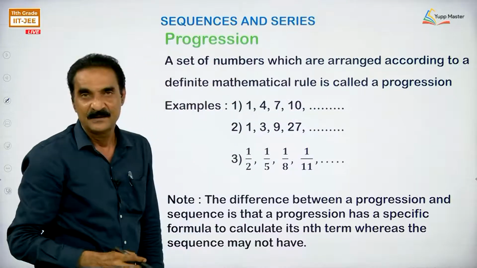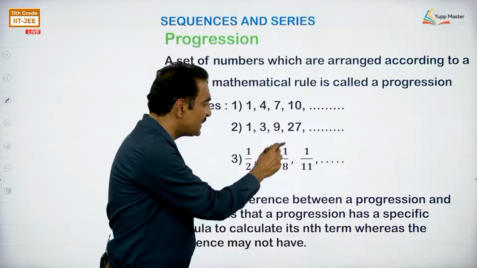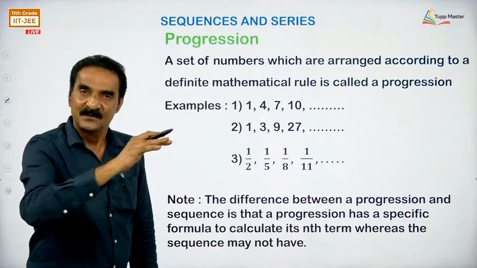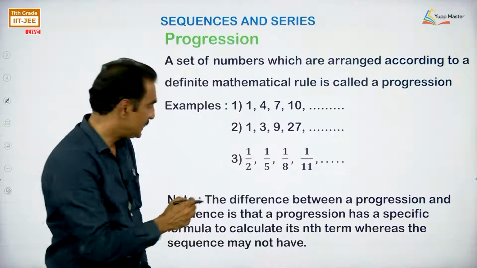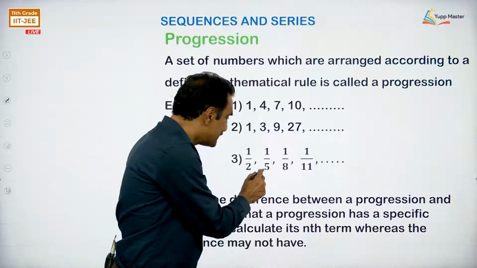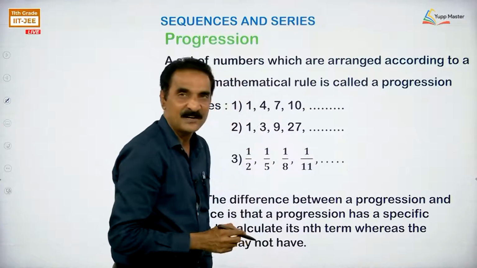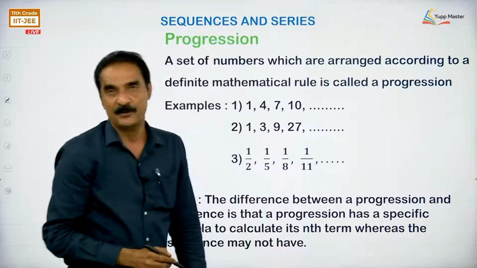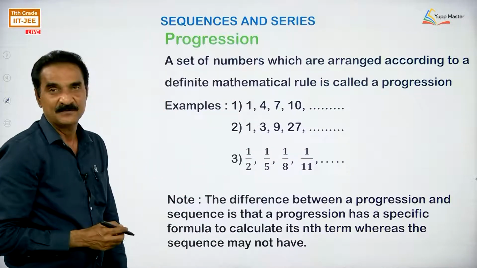Next is 1 by 2, 1 by 5, 1 by 8, 1 by 11 and so on. Here all numerators are the same, 1, and the denominators are following a mathematical rule. What is it? Addition of 3. 2 plus 3 is 5, 5 plus 3 is 8, 8 plus 3 is 11. So you will be able to tell the next one as 1 by 11 plus 3, that is 1 by 14. So these three are examples of a progression.